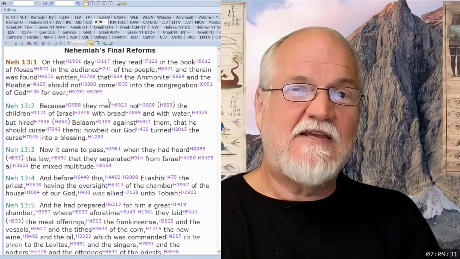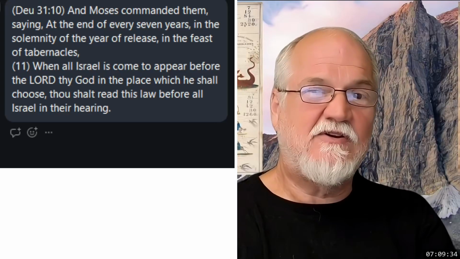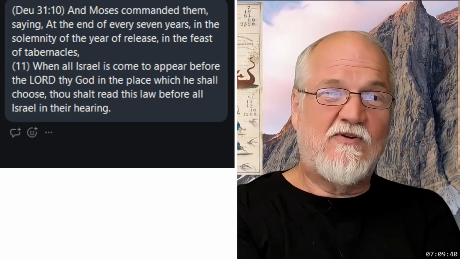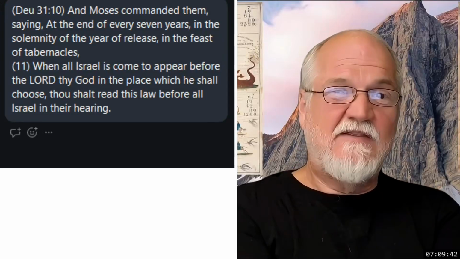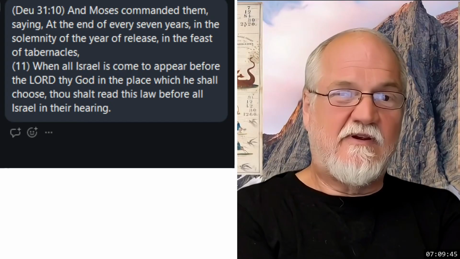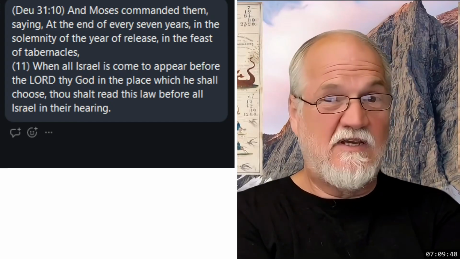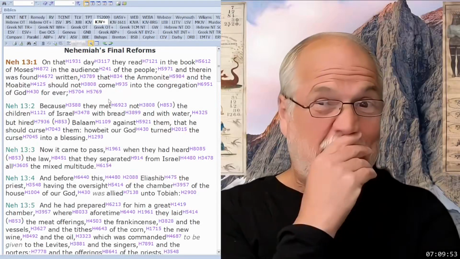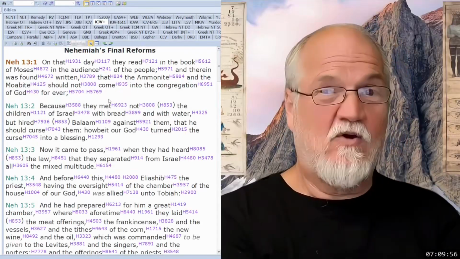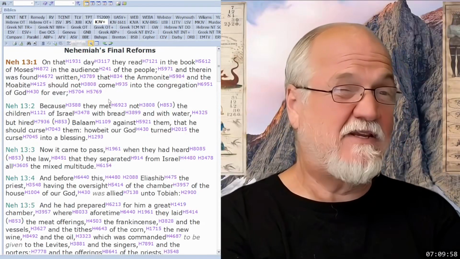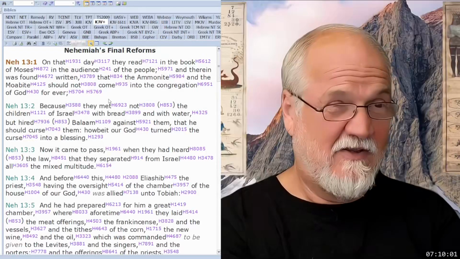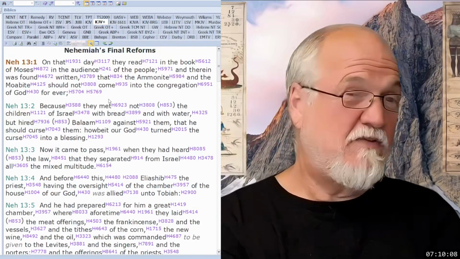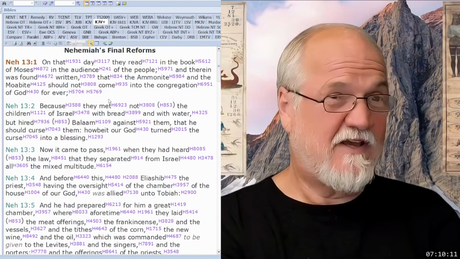And Moses commanded them, saying, at the end of every 7 years, in the solemnity of the year of release, in the Feast of Tabernacles, when all Israel is come to appear before the Lord thy God in the place which he shall choose, thou shalt read this law before all Israel in their hearing. Yeah, so we know that they were originally supposed to read the book of the law on the Feast of Tabernacles, right? According to Deuteronomy 31:10. Now we can see the 31:10 lines up with Nehemiah 13:1 in the sense it's got the 131 there. But we know in 444 they're going to do that on the first day of the 7th month.